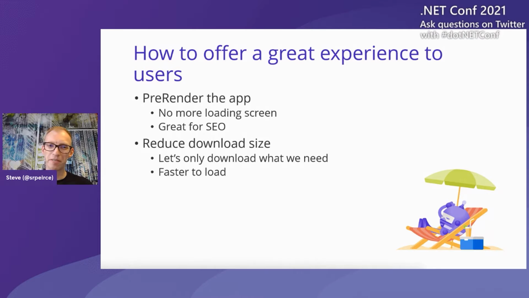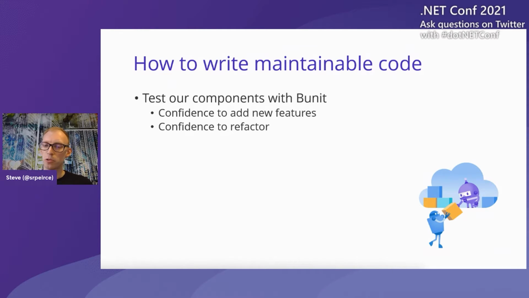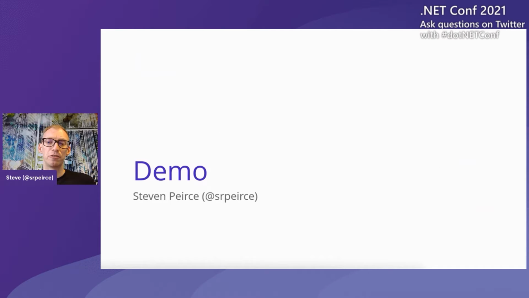We'll have a quick look at pre-rendering an app, which is a good experience for customers and SEO. Maybe we'll have time to look at reducing download sizes a little bit. And we'll try and have a look at writing maintainable code as well, that hopefully means we can support it and keep adding awesome features. We'll be doing that with BUnit, which might segue nicely into the next section.